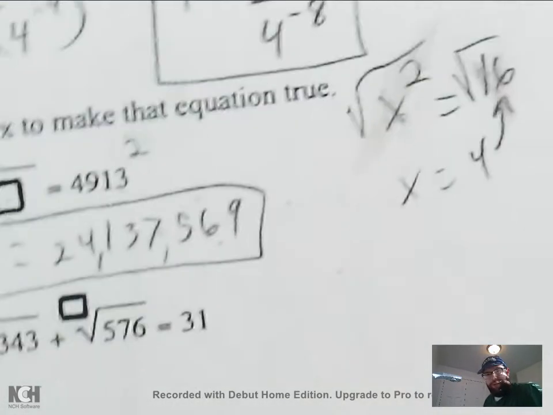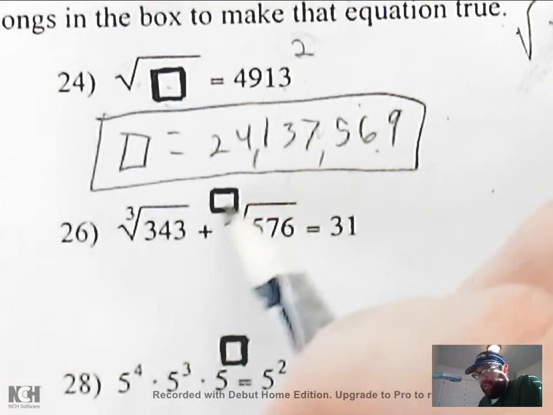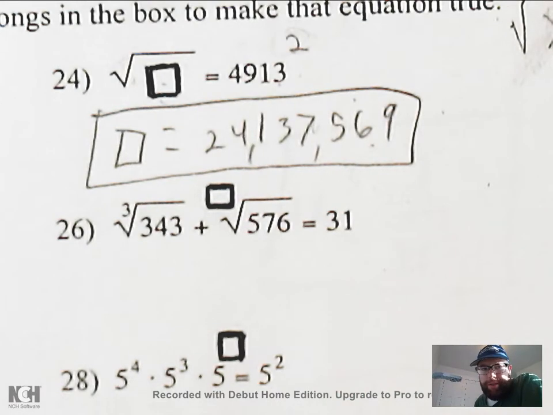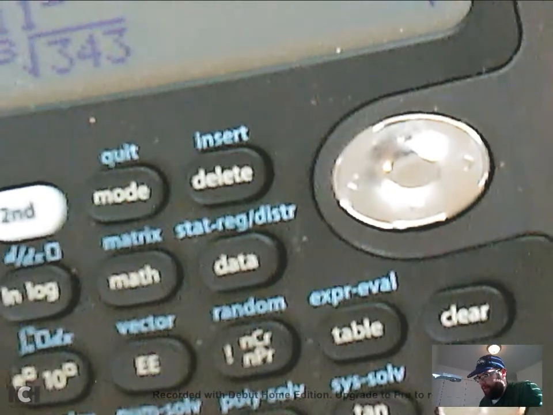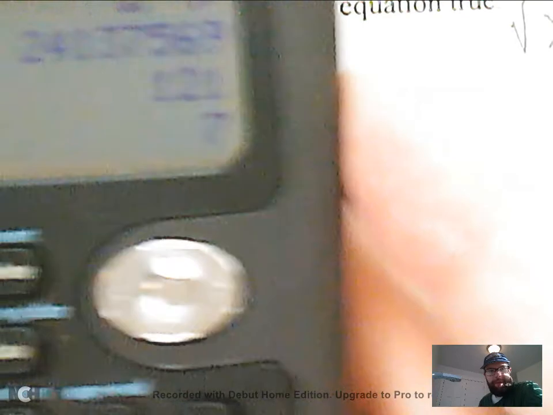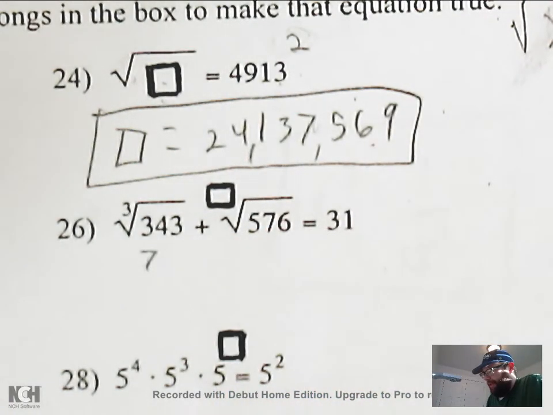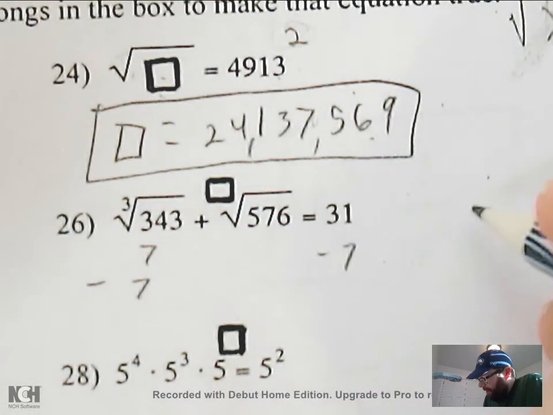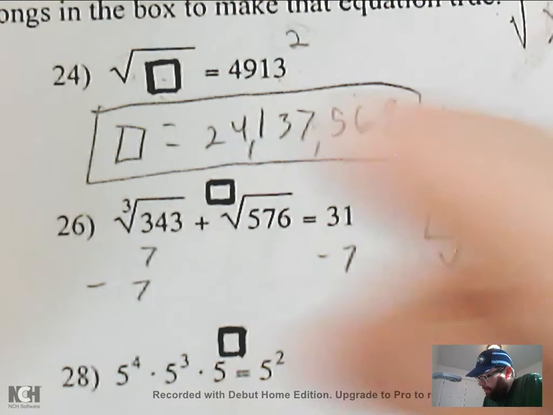Okay. Now this one is a little bit different because it gives me the cube root of something plus some root. I don't know if it's a square root or a cube root. So I'm going to be putting either a 2 or a 3 into that box. So how I do this is it's just like an equation. I'm going to figure out what the cube root of 343 is. So the cube root of 343 is 7. Okay? So I just figured out the cube root of 343 is 7. So I know this is 7, 7 plus this. So I'm going to move this 7 to the other side. So I'm going to minus 7, and that gives me something root of 576 is equal to 24.